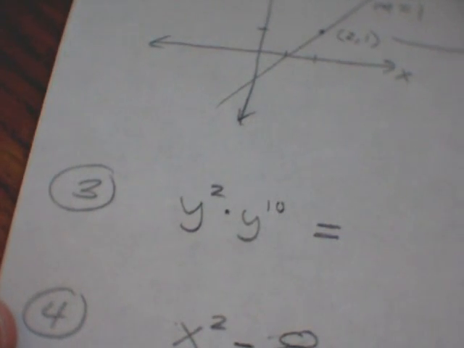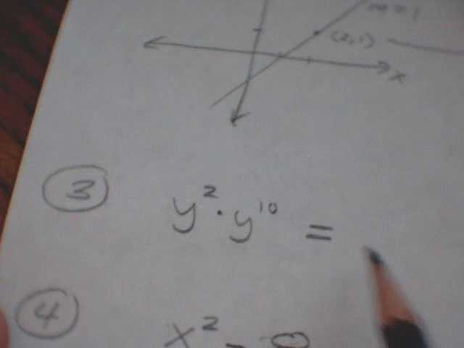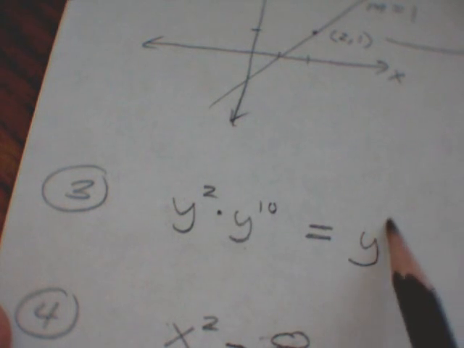When you're dealing with a question like problem number 3, where you have two variables multiplied times each other and each of those has a power, all you do is add up the powers. So that would be to the 12th.